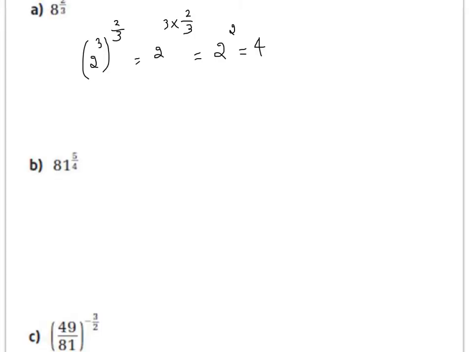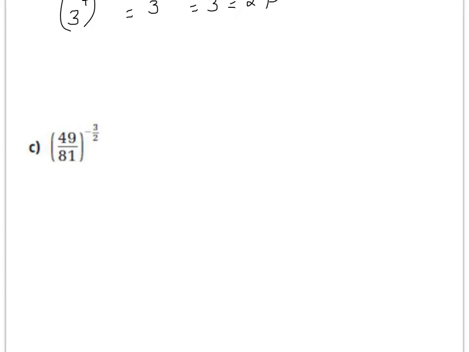The next one is 81 exponent 5 over 4. 81 can be written as 3 exponent 4, the whole thing exponent 5 over 4. This is the same as 3 exponent 4 times 5 over 4, which is equal to, 4 cancels with 4, so 3 exponent 5, and 3 exponent 5 is 243.